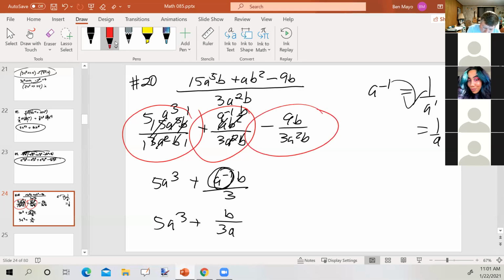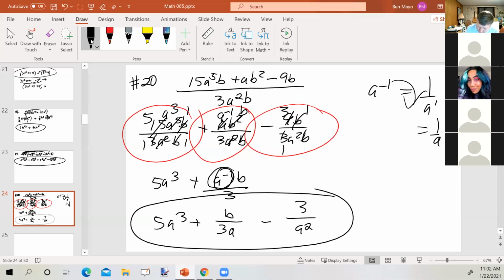And finally, 9 over 3 is 3 over 1. A squared is positive in the denominator, so leave it alone. It's fine. B over b is just 1. So I've got minus 3 over a squared. So there's my final answer.